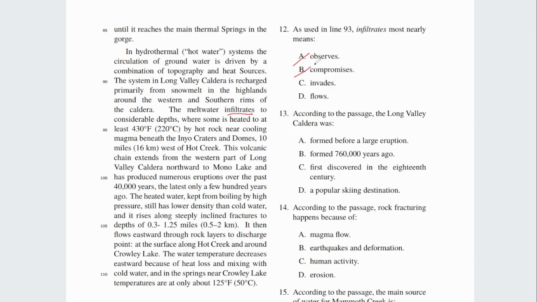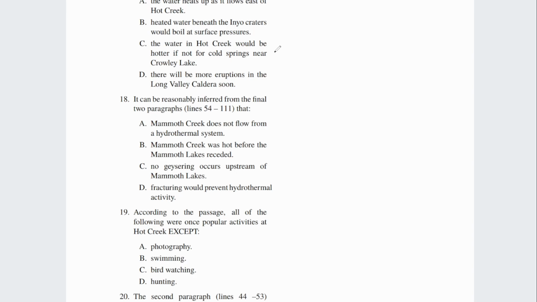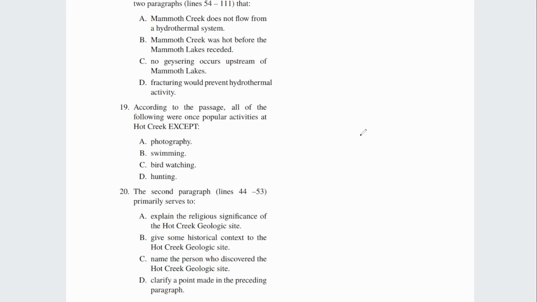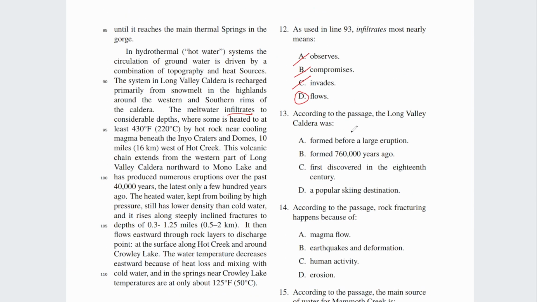Invades, again, seems to be totally wrong. You could imagine in a certain sense that the water would invade to depths, but that doesn't seem nearly as good as answer choice D, which says that it flows. Right? Water flowing to depths makes a lot of sense. I think that's exactly what we are trying to get at with this passage. Okay, let's make sure we don't have any other referential. Nope, we have reasonable inference and purpose of paragraph as referential questions, but no other vocabulary or purpose of phrase questions. So according to the passage, the Long Valley caldera, we'll go on with our detailed questions.